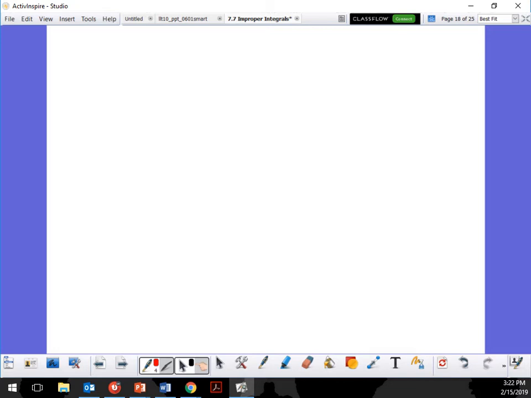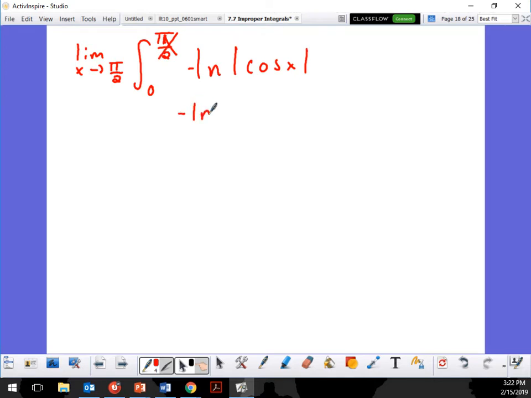Fantastic. Okay. So just to rewrite this, we're going to check and see that this is going to be a divergent integral. The limit as x approaches pi over 2 for the integral from 0 to pi over 2 of the negative natural log of the absolute value of cos x. So, sorry, this is an x, not a pi over 2. I evaluate my upper bound, so I have the negative natural log of the absolute value of cos x, plus the natural log of cos 0. And this whole thing, we're taking the limit as x approaches pi over 2.